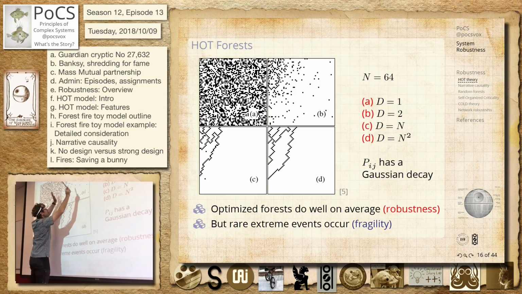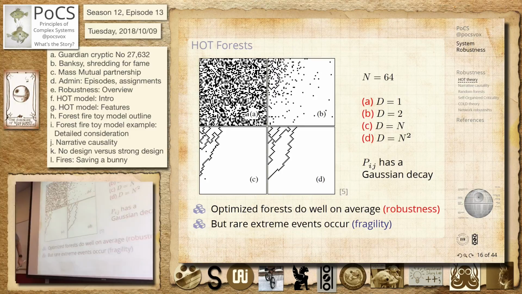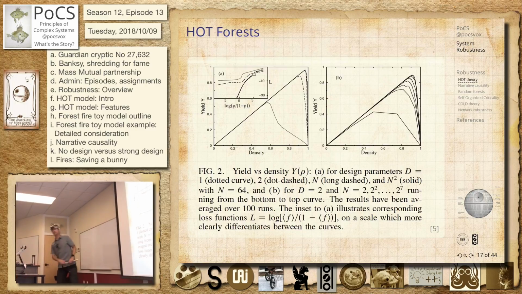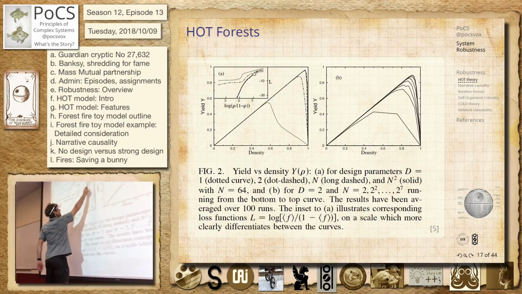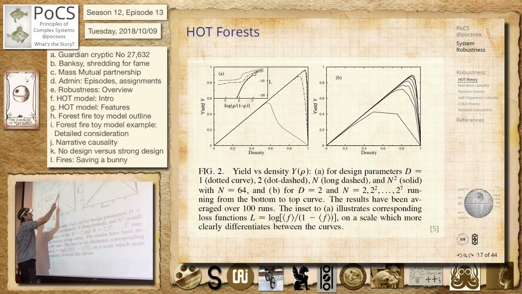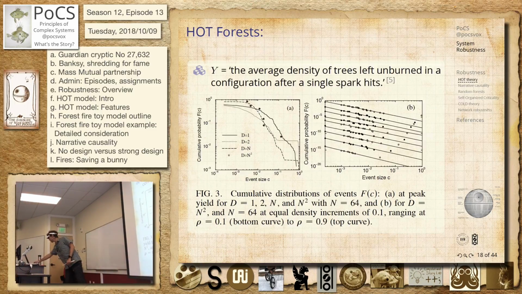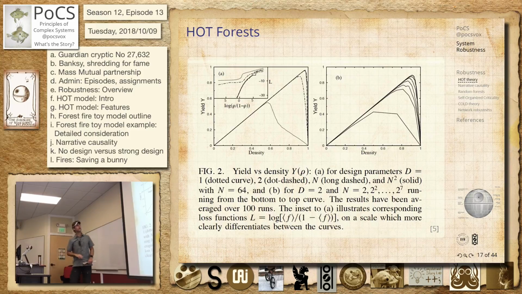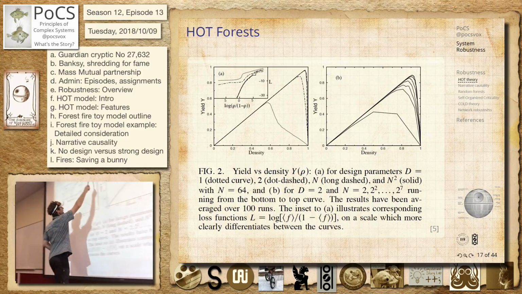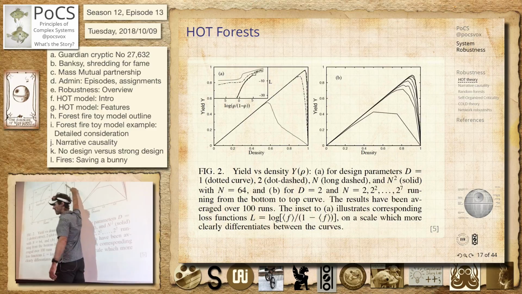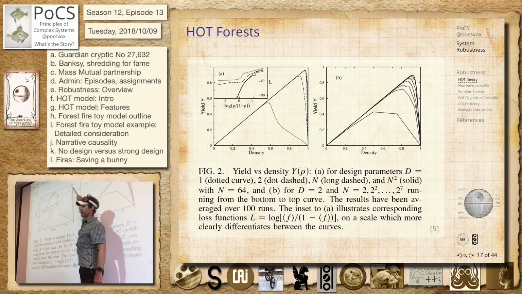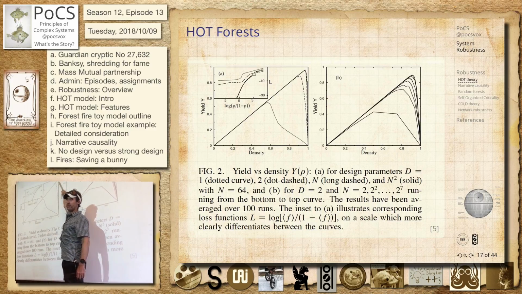This is a snapshot of one of these forests at exactly this point. And the one for design equals 1 is here. That's the density. It only got to 57%. This one is closer to 90%, which is pretty impressive. And then design levels of n and n squared basically look indistinguishable on this graph. They go very close to filling everything up.